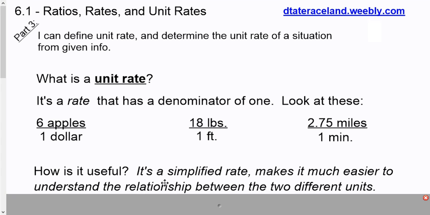If I had said, hey, you can buy 240 apples. How many people have bought 240 apples? A lot of you? I don't know. If I said you could buy 240 apples for $40, what does that mean to you? Probably not much. But if I said, hey, you can buy 6 apples for $1, you can make that decision a lot easier if you even want to touch it.